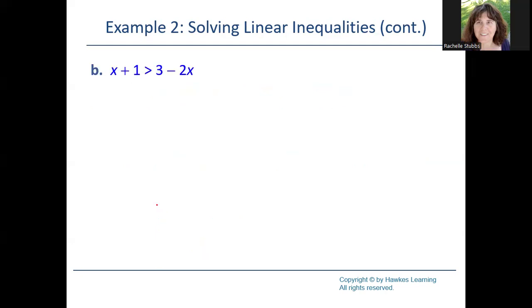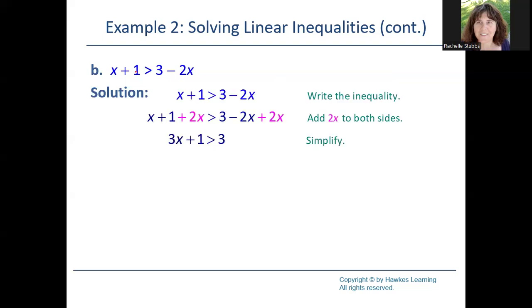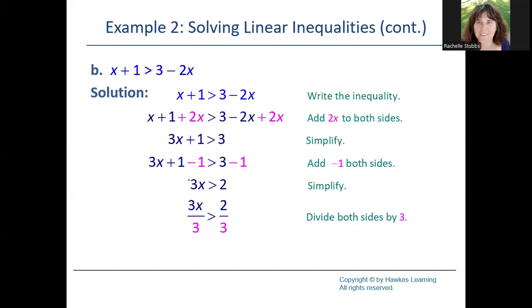All right. In this case, there is no distribution to do. And it looks like I can just add or subtract my 1 from each side and add 2x to each side. So that's what we'll do. And I get 3x greater than 2. Now I'm going to be dividing by 3. It is a +3, so I do not have to touch the inequality, leave it be. And x is greater than 2/3.